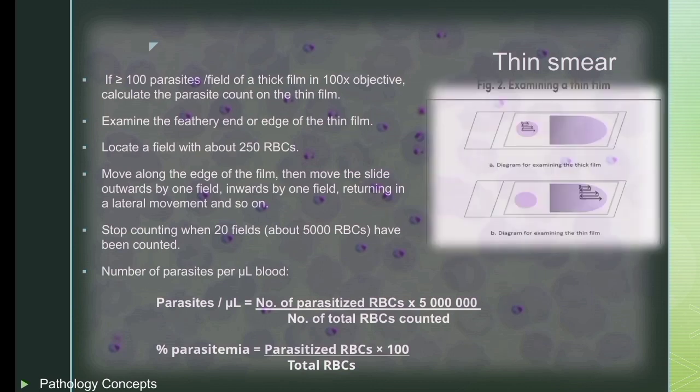Another formula is percentage parasitemia. The formula is parasitized RBCs times 100 divided by total RBCs. Percentage parasitemia is very important for P. falciparum infection.